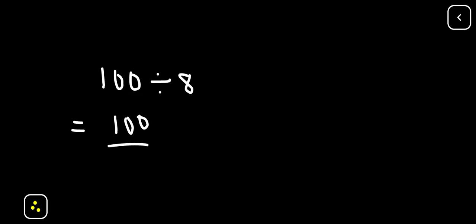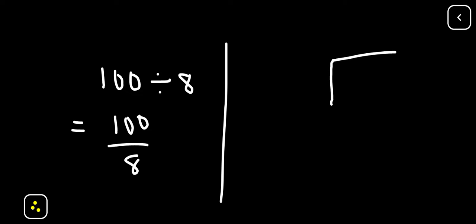Okay, let's try 100 divided by 8. I think this would be really nice. So this is the same thing as 100 over 8, right? So let's put our box. We have 100 here, we have 8 here. So you can think of how many times you can get 8 into 100. We're going to do that, but I feel that it's going to take a lot of time.